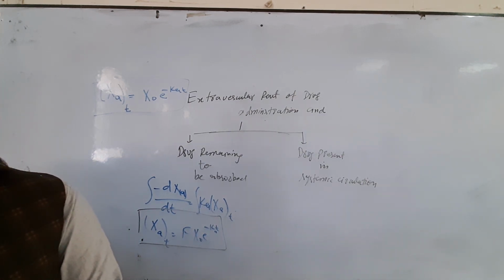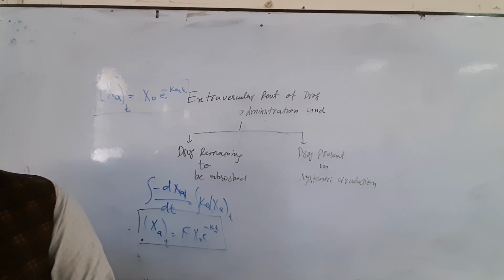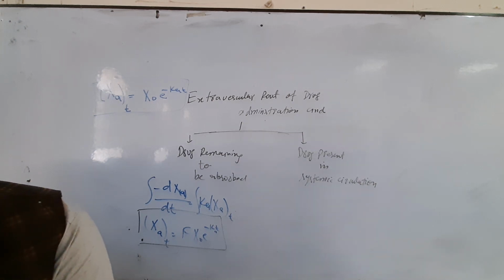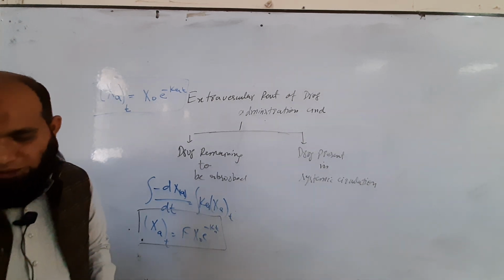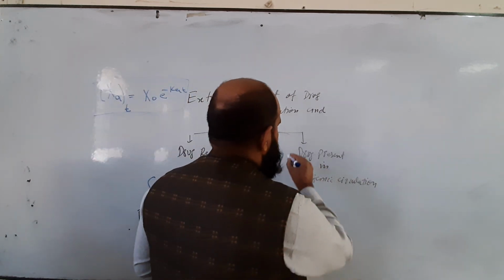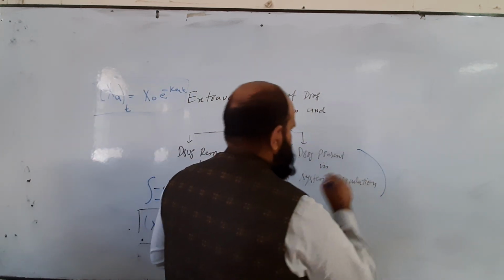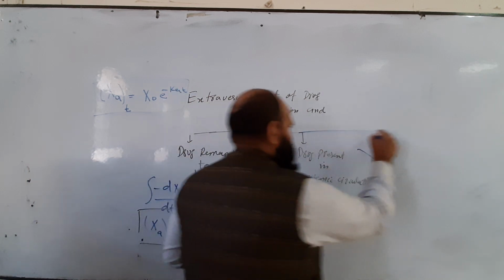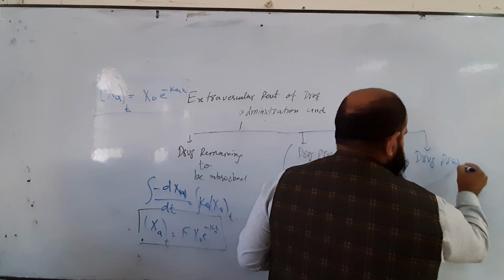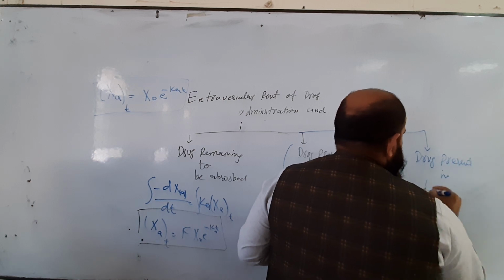We cannot measure the amount of drug remaining to be absorbed directly because of practical difficulty, and so we go to alternatives, such as monitoring drug in blood or urine to determine the absorption rate constant and the absorption characteristics. So another technique is the drug present in the systemic circulation. Then there is another, the drug present in the urine. There are three techniques.